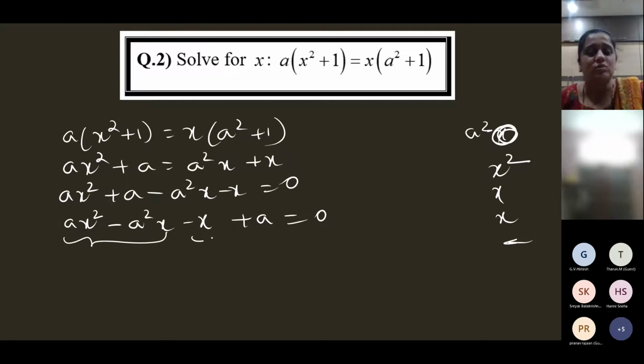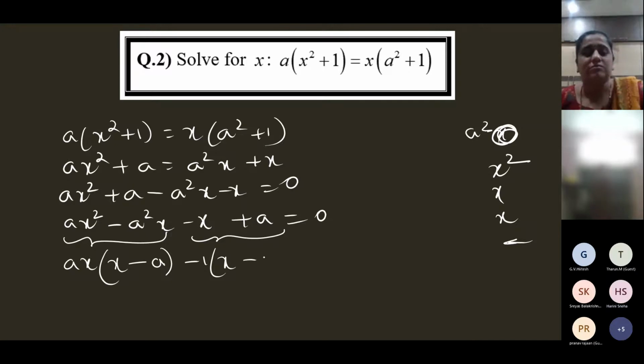Group the first two terms, group the last two terms. Now what's common? Please answer, what's common? Quickly answer. Yes, ax is common. So x minus a. What's common? Minus 1. So minus a. Very good. Is equal to 0. Next step.